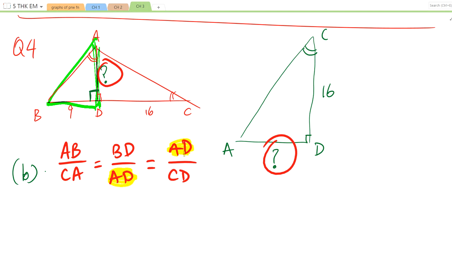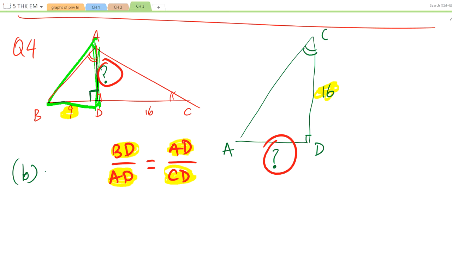Okay, what else is useful to me? BD. BD is useful. Okay, where's BD? Oh, there's BD over here. What else is useful? CD, 16. Agree? With this, I will be able to solve for my unknown. So meaning this is irrelevant. It's extra. You can choose to let x be AD if you like. For me, I'm really lazy. I'm going to leave it as AD.